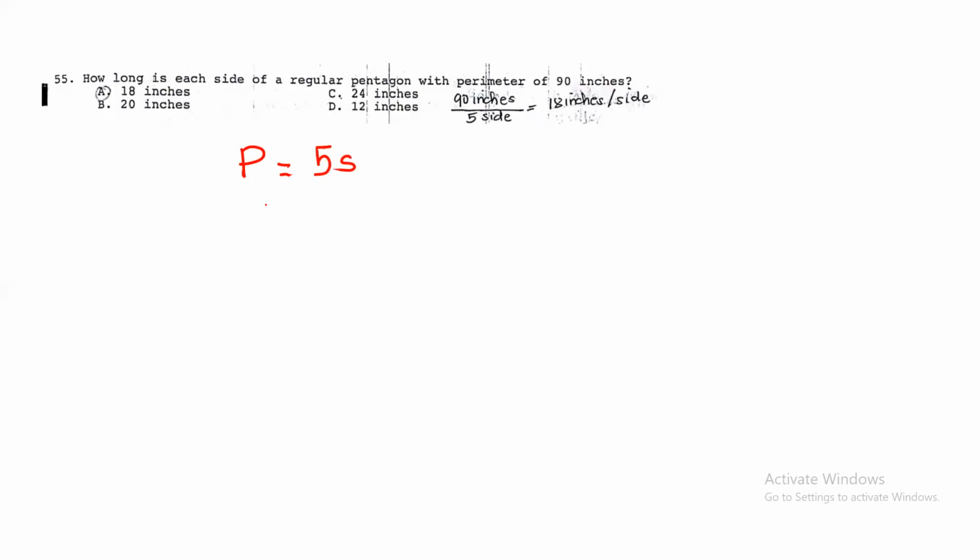So syempre, ilan ba yung perimeter natin? 90 is equals to 5 times length ng side. So side natin is equals to 90 over 5 is equals to 8 inches. So yun na kagad. Letter A.